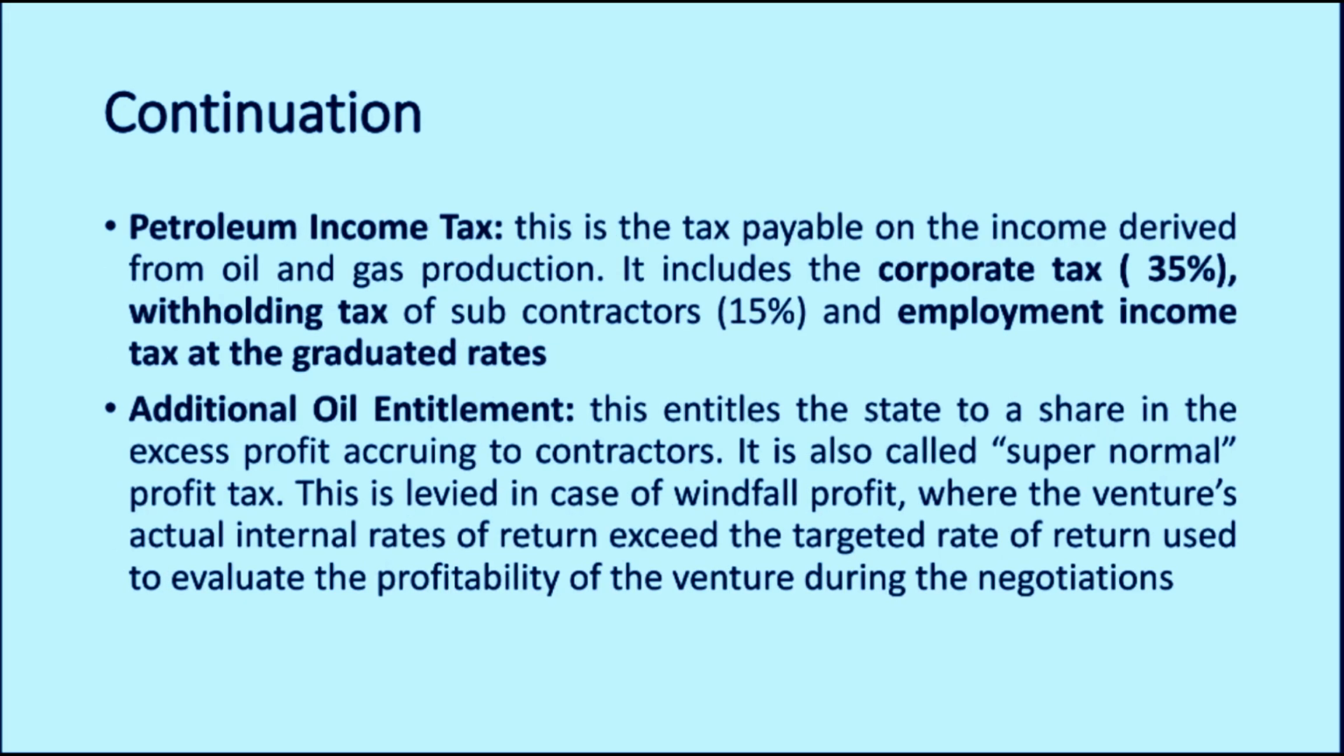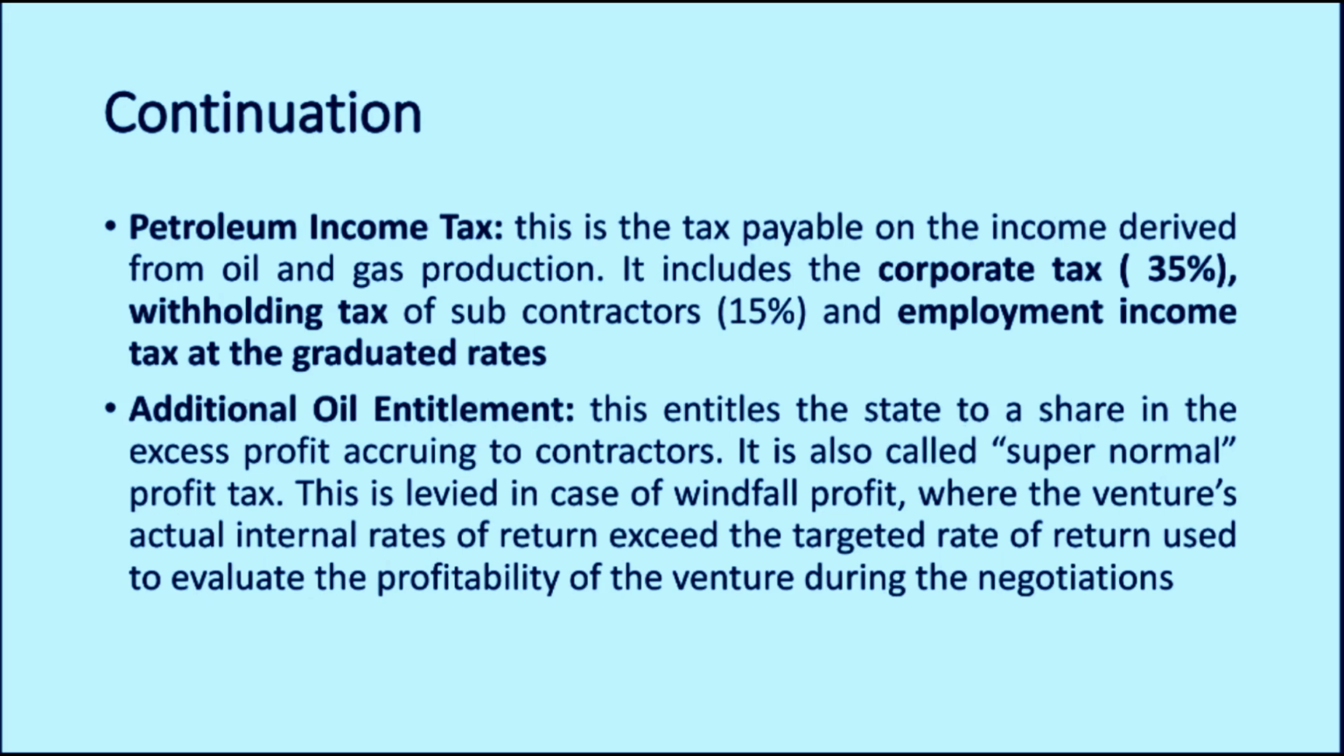Okay, the next one is, remember, it's a royalty tax system, so there might be tax elements as well. The first tax is petroleum income tax, which is a tax payable on the income derived from oil and gas production. It includes corporate tax, which is at 35%, withholding tax of subcontractors at 15%, and employment income tax at the graduated rates.